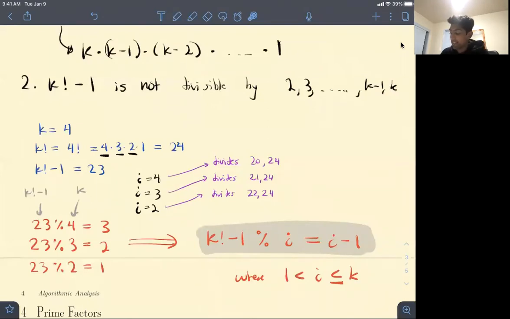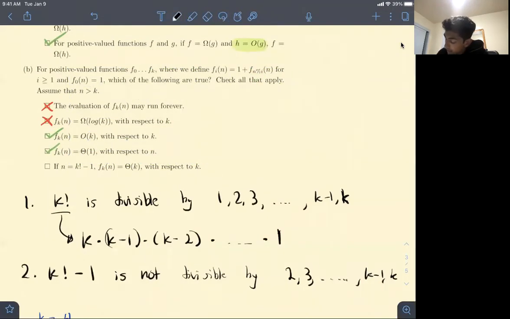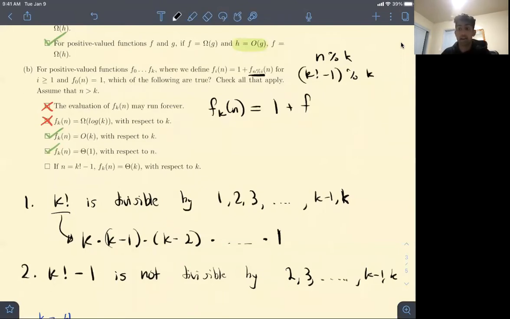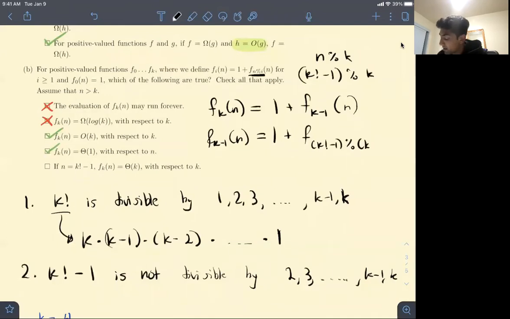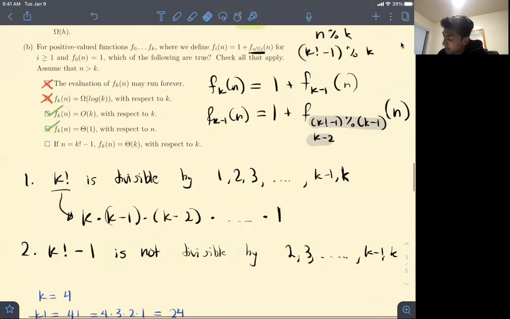So now what we can convince ourselves of, going back to this example, let me get rid of some of this stuff here. If I'm looking at f of k of n, notice that this is going to call 1 plus f of k minus 1 of n, because n mod k is the same as k factorial minus 1 mod k, which we know is going to be equal to k minus 1 by that logic. So f of k minus 1 of n is going to be equal to 1 plus f of k minus 1 mod k minus 1, which we know is the same as k minus 2, because of this rule right here. So this is f of k minus 2.